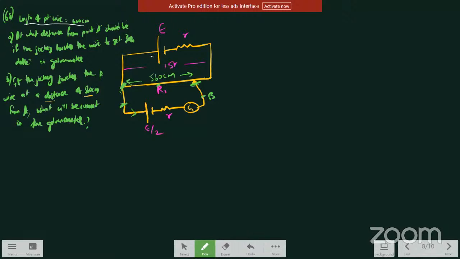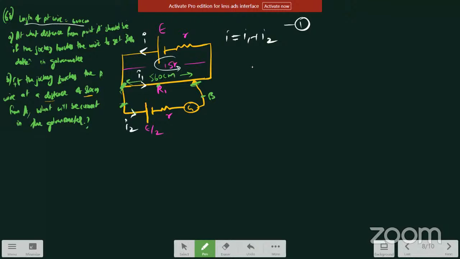See what I will do. I will say the current coming from here is I. On this side I1 will be passing, and on this side I2 will be passing. So first of all, one equation I have got: I is equal to I1 plus I2. Equation 1. Next, applying Kirchhoff's law in this loop.